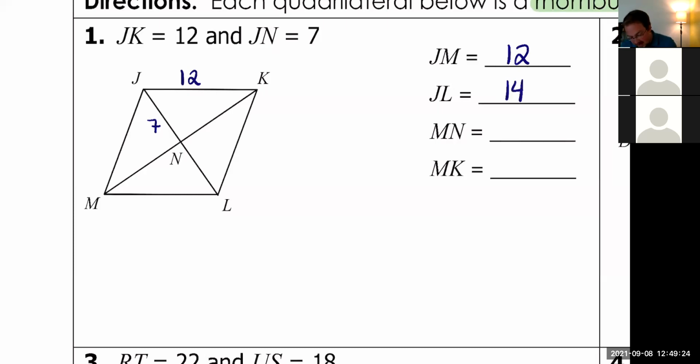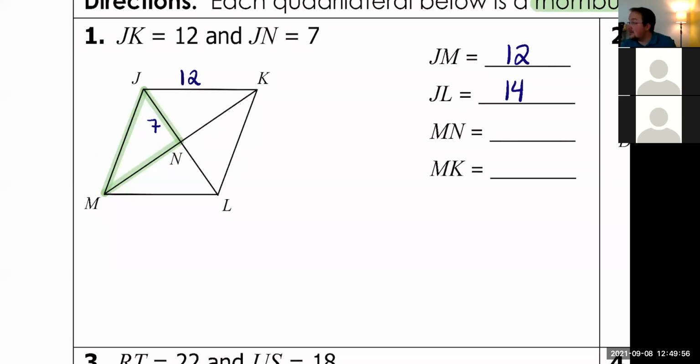Next on our list is MN. MN, which is buried inside, it's half of a diagonal, but here's the catch. These diagonals are not congruent because this is not a rectangle. So I have to get a little bit crafty here. I'm going to let my eyes kind of shift focus and look at the triangle that's hidden inside here, JMN.